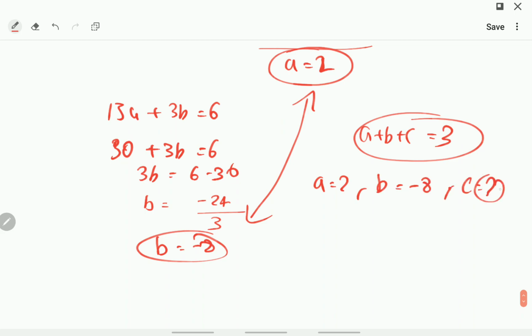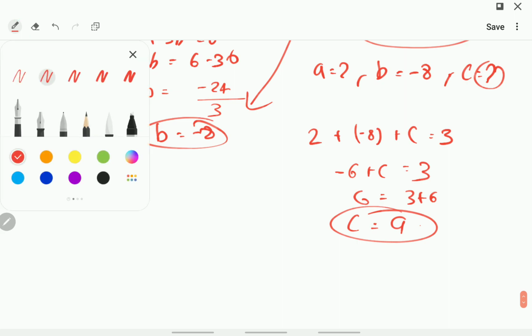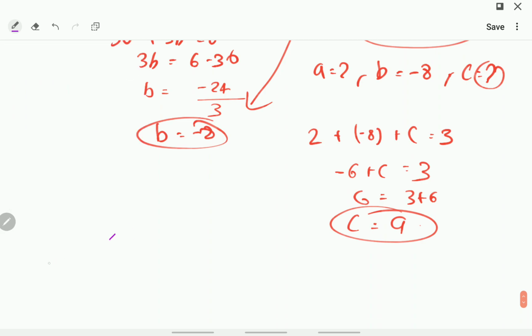c is equal to, that's what we don't know. So what we can do, substitute it in here: 2 minus 8 plus c is equal to 3. So 2 minus 8, well, that's just going to be equal to minus 6, of course. Minus 6 plus c is equal to 3. So c is equal to 3 plus 6. So c is equal to 9. So now that we know all this information, let's write down our equation.